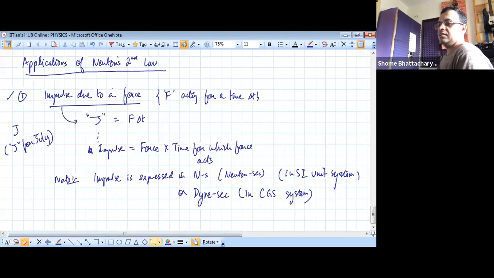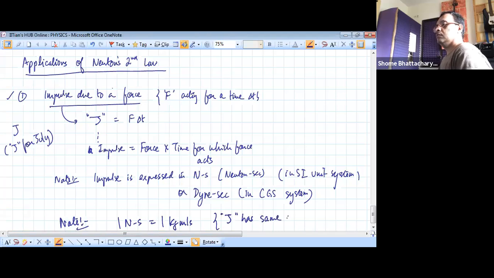Now, one additional thing you can see here. So finish writing down the definition. Another thing you can note down here is that 1 Newton second is the same thing as 1 kilogram meter per second. In other words, impulse has the same unit as momentum. Impulse and momentum have the same unit, and they have a relationship also, which we will discuss next.